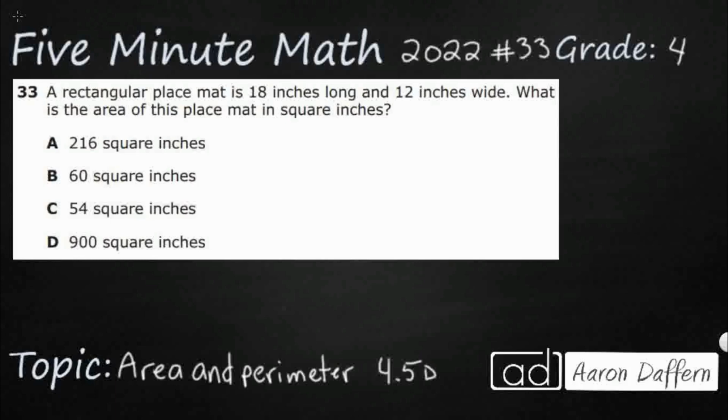Today we are looking at the 4th grade concept of area and perimeter. This is standard 4.5D in the great state of Texas, and we are using item number 33 of the 2022 released STAAR test. If you haven't done so already, please go ahead and take a moment to pause the video, work this problem out on your own, unpause it, and we will look at our answers together.